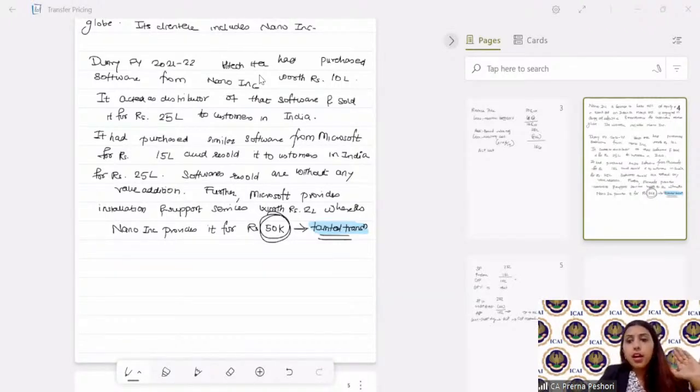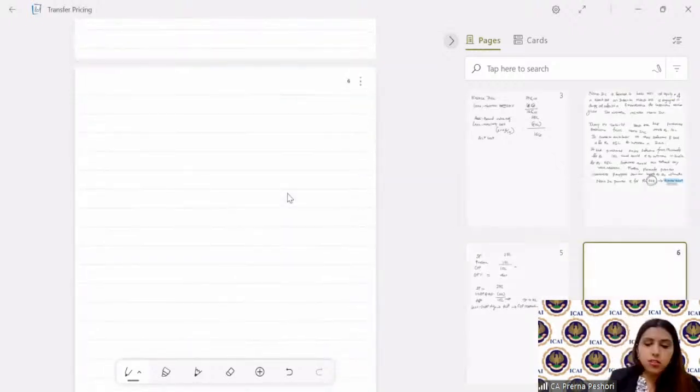Clear? Any doubts? Shall we proceed further to the next method? Yes or no? Quickly in chat box. Okay, let's proceed towards the third method, which is the cost plus method.